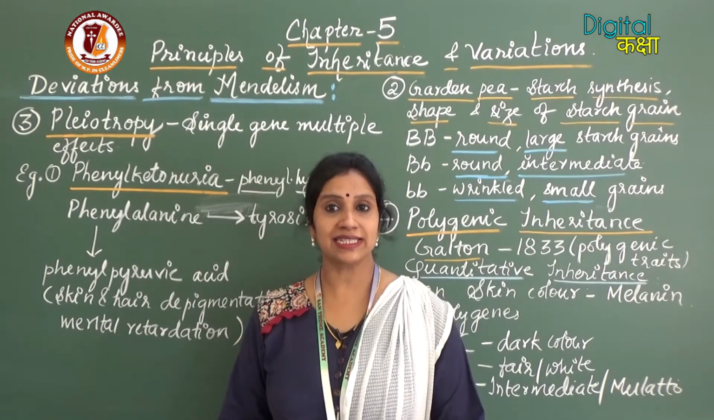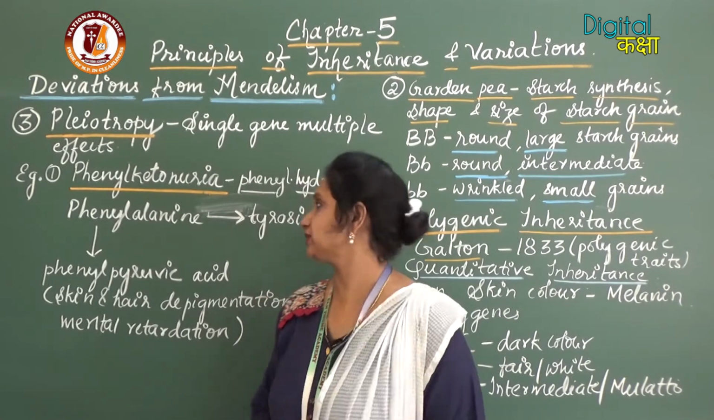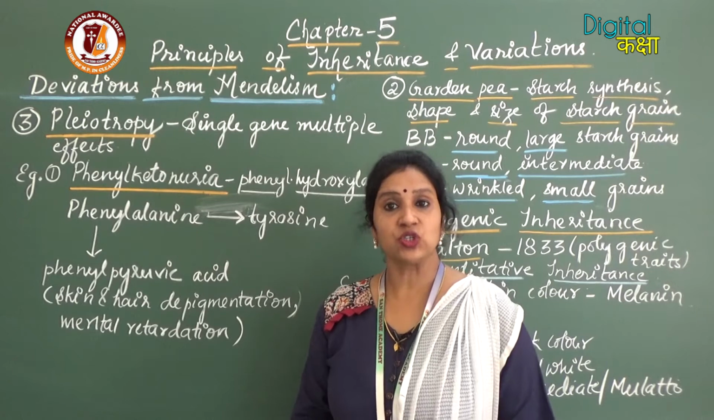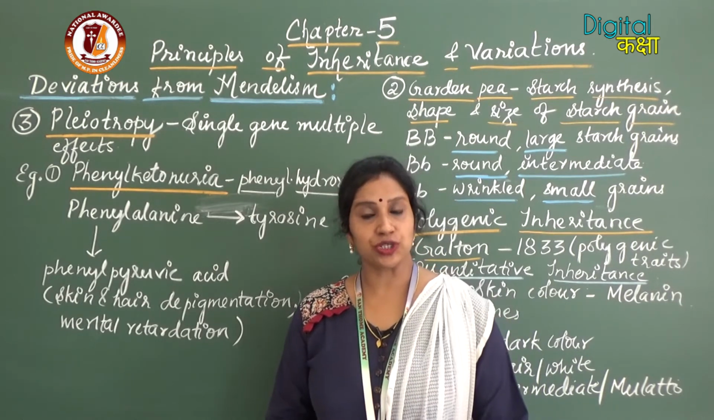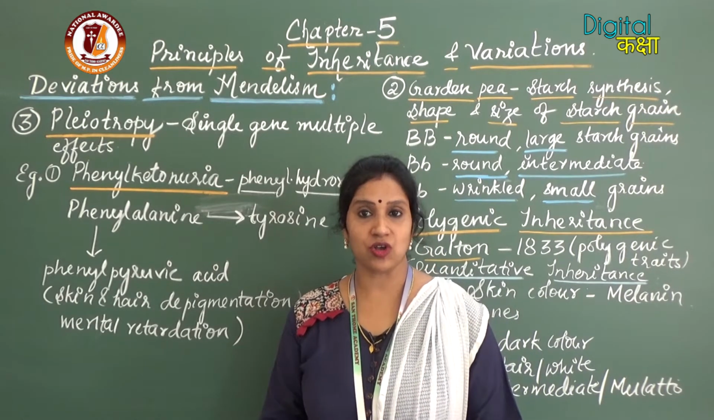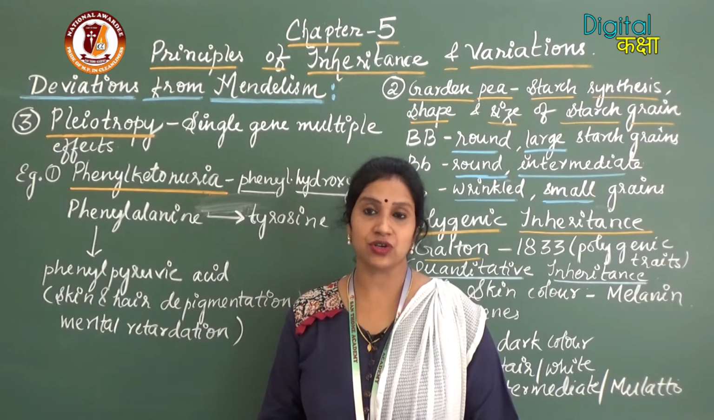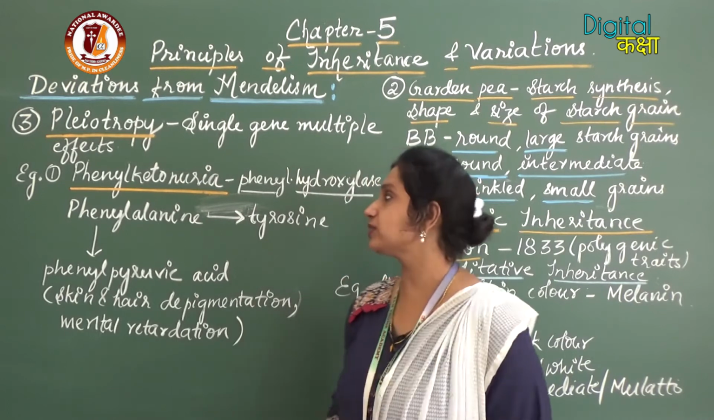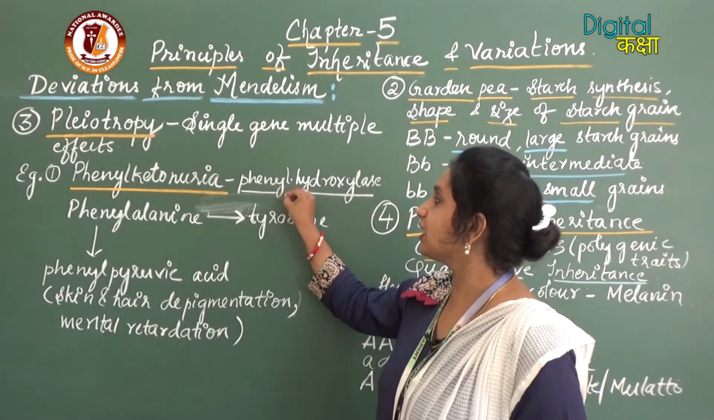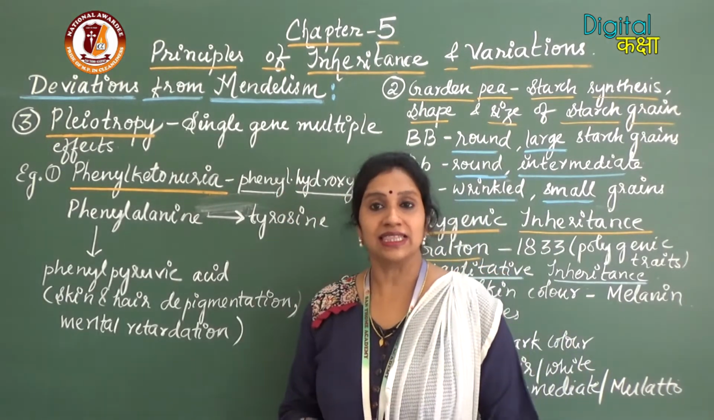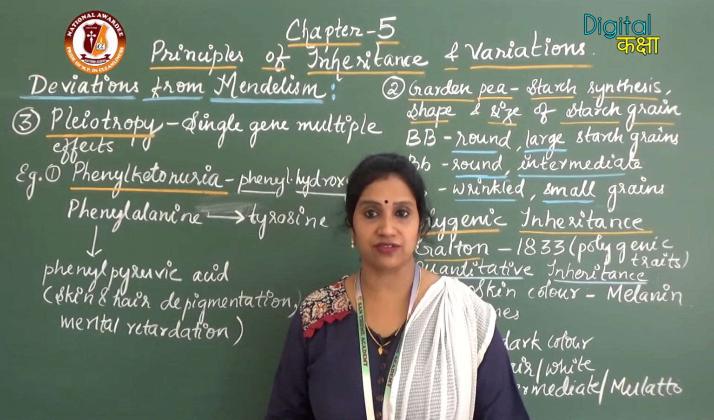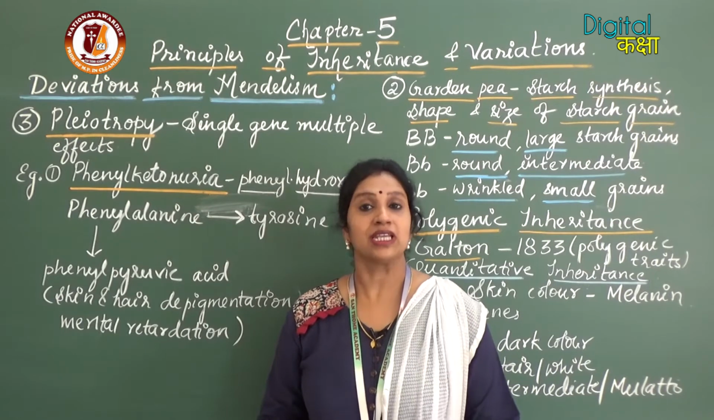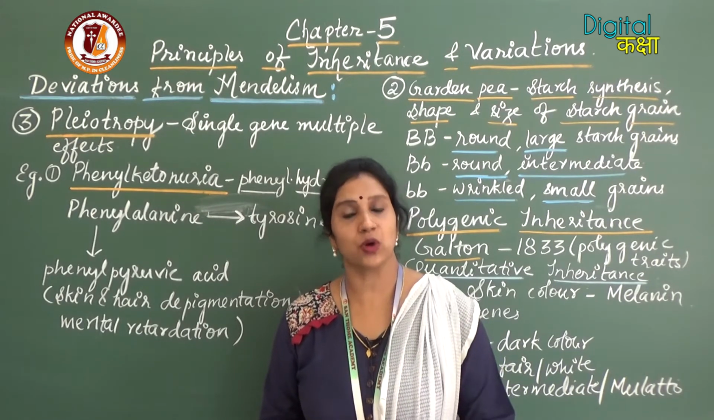Let's see an example of pleiotropy. The first example is Phenylketonuria. Phenylketonuria is a metabolic disorder. It is also a genetic disorder in which the gene responsible for producing the enzyme phenylalanine hydroxylase becomes defective. Now, in this disorder, let us see what happens.